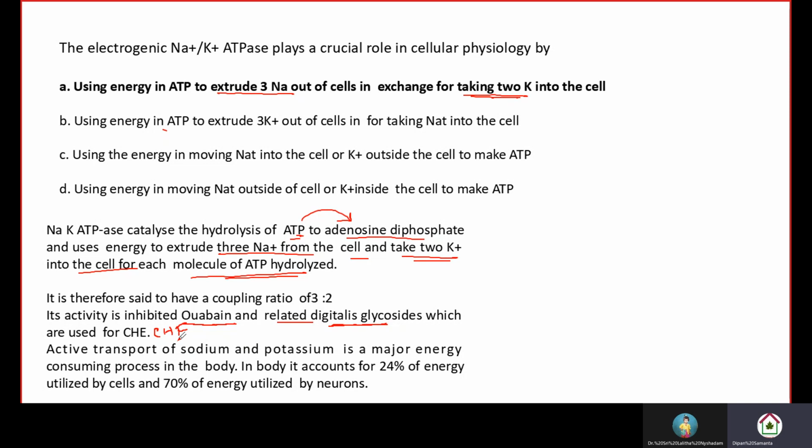Active transport of sodium and potassium is a major energy consuming process in the body, and it accounts for 24% of energy utilization by cells and 70% of energy utilized by neurons. So anyway, the main thing is that 3 sodium ions will be out of the cell, and instead it will take 2 potassium ions. This is a very important point.